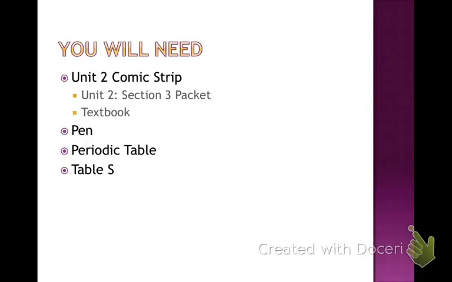For today you'll need the Unit 2 comic strip. It's found in your Unit 2 Section 3 packet. It's also found in your textbook. The textbook has a nice colored version, but if you're using your textbook, make sure that you have a separate sheet of paper so you can jot down some notes next to it. You'll need a pen, your periodic table, and Table S.